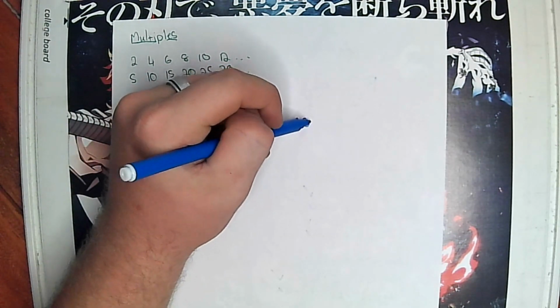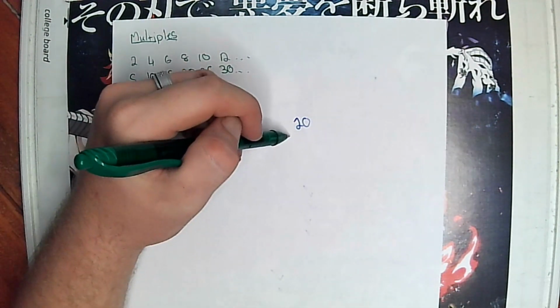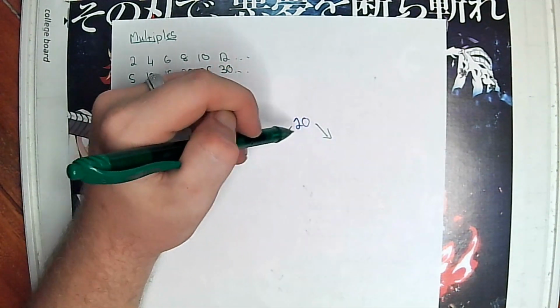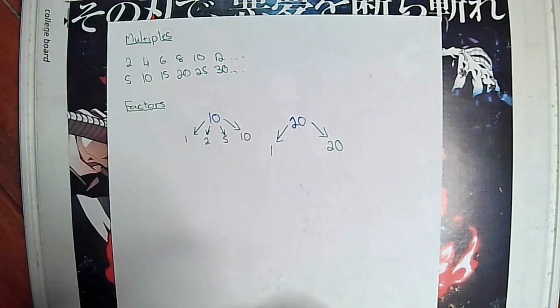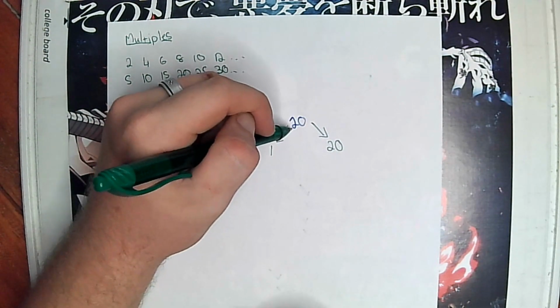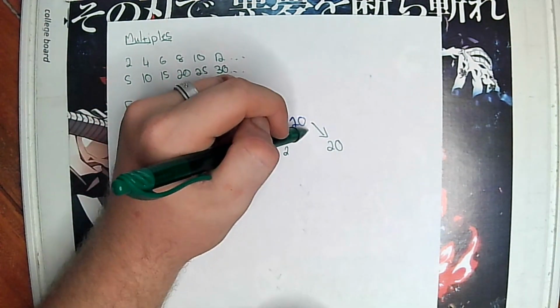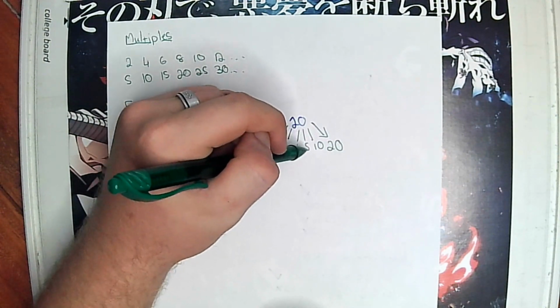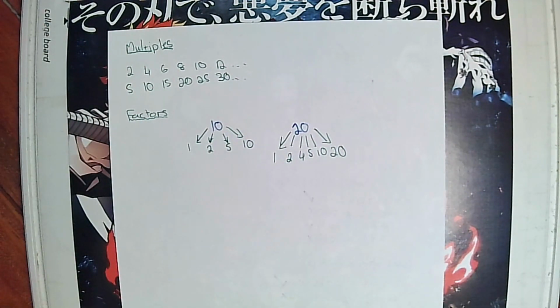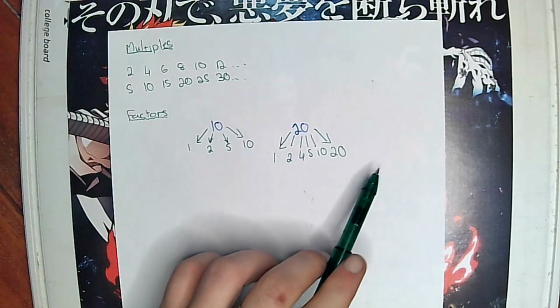If we take another value, for example, let's say 20, which is a bit bigger, again, we go from side to side. The first two are always going to be 1 and the value itself. 1 and 20 are factors. 2 and 10 are factors, and 4 and 5 are factors. So these are the 6 factors of 20.